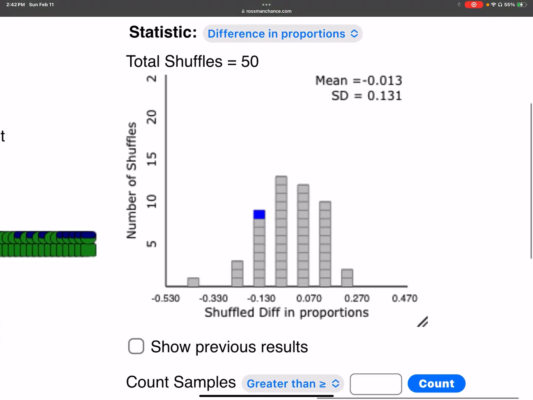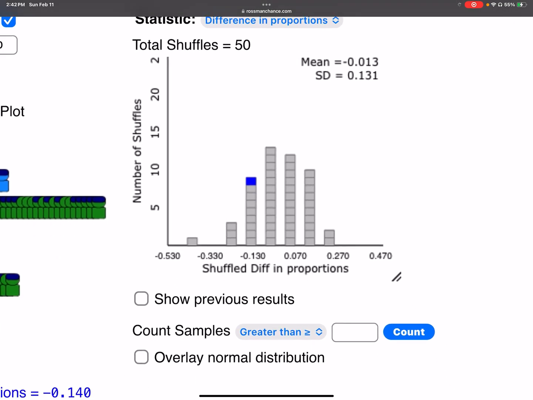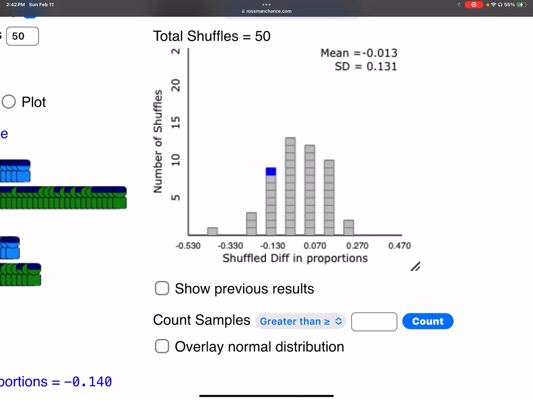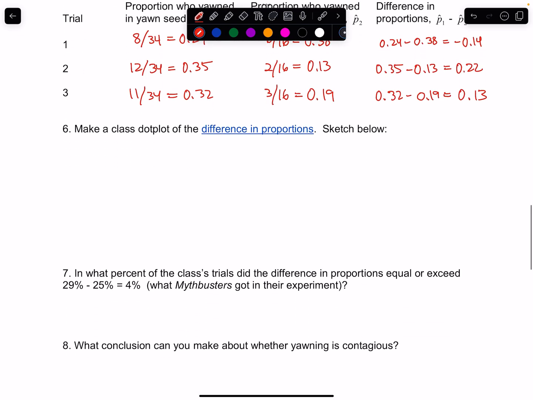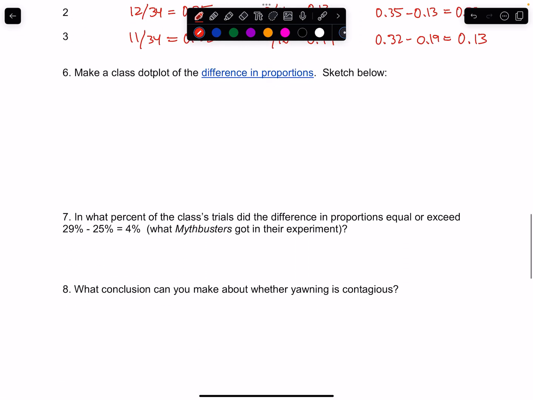So what I want you to do right now is recognize, if we look at our chart here, it almost looks pretty normal, right? Maybe a little skewed right, but pretty normal. And kind of in the middle is where our 0 is, if we look at our x-axis. The cool thing about this is it says count samples greater than or equal to, and we're going to use that here because in our notes, we'll do the dot plot in just a second.